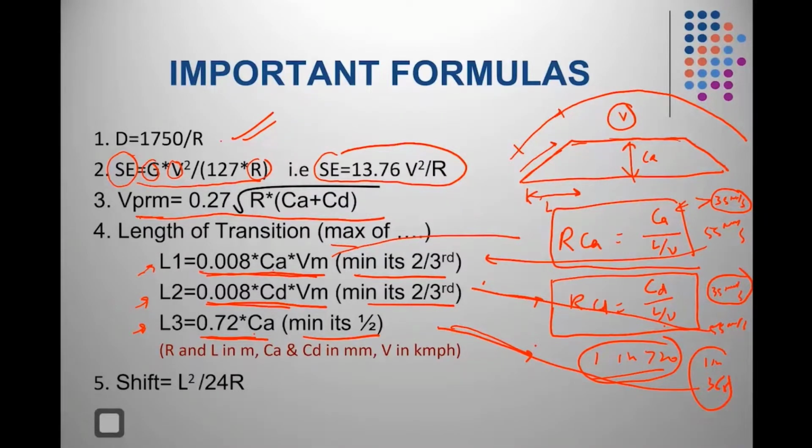We do a lot of checks whether RCA is exceeding, whether RCD is exceeding or not. And shift of the curve is going to be L square by 24R. This is shift of the curve in general. The circular portion moves inside from the circular portion.